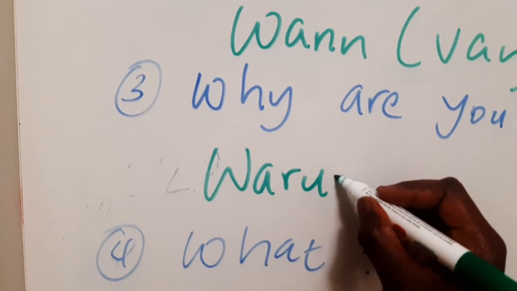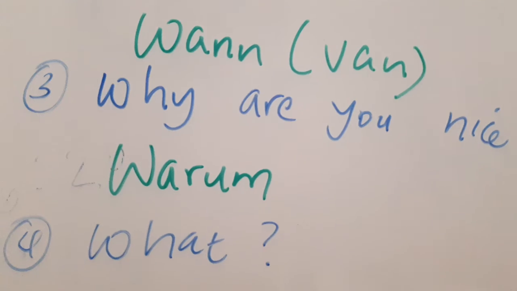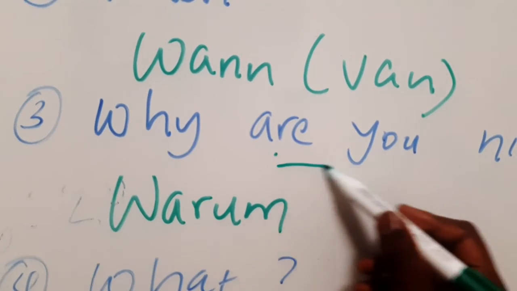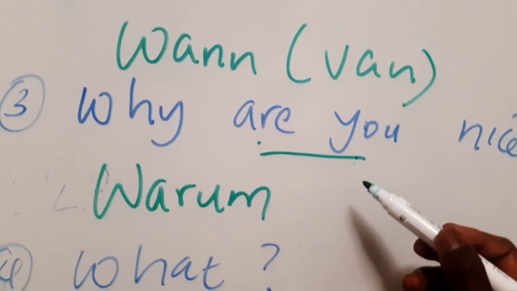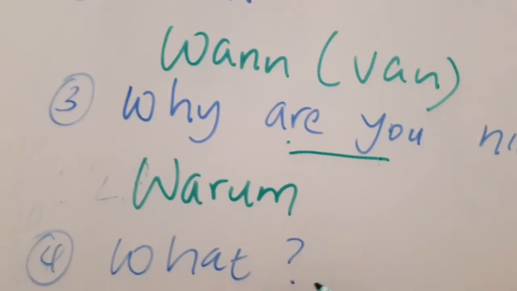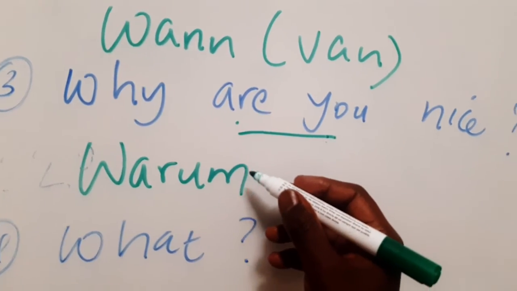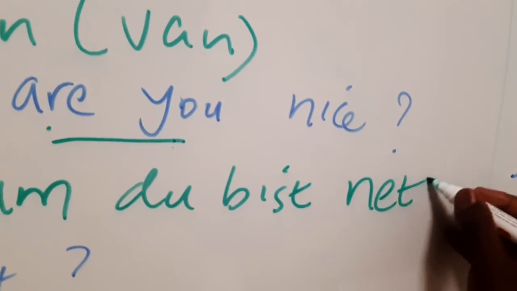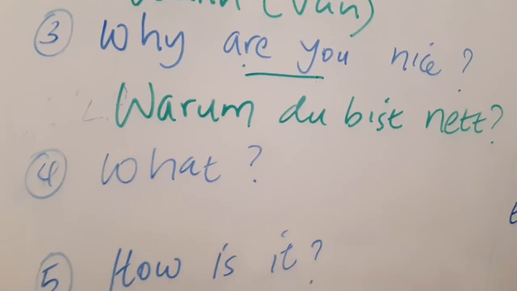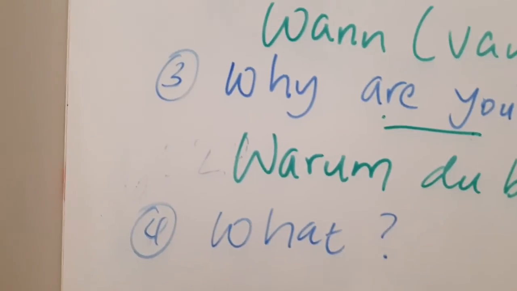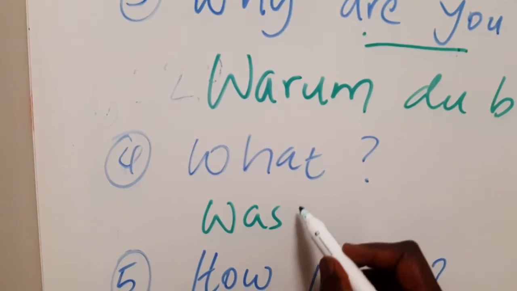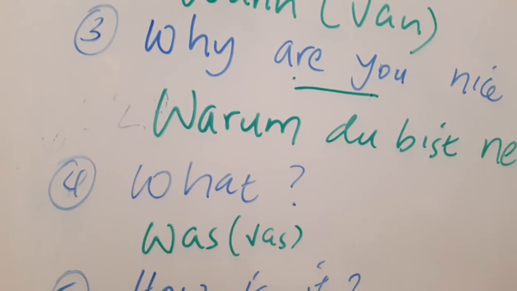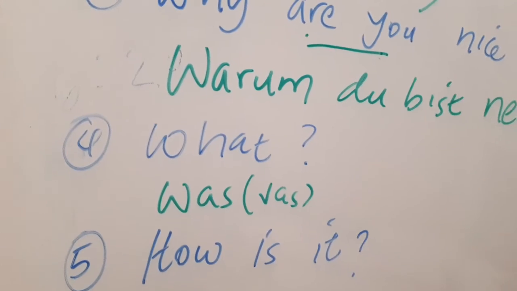So warum is why, and now we can fill this other part of the sentence, like warum, and remember, this is the second person singular, so it's this one. So warum du bist nett. So to mean, why are you nice? What, for example, is was. Don't say "was", it's "vas". So in bracket means close pronunciation. So was. Okay. And lastly, how is wie.